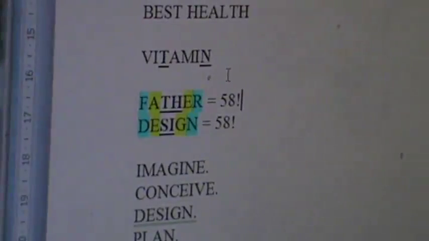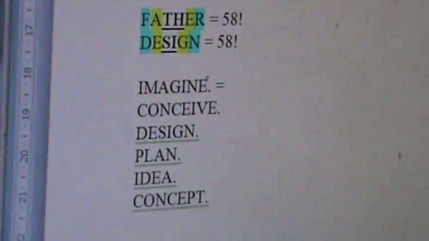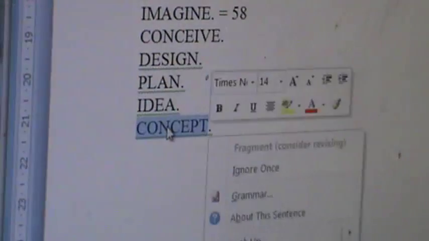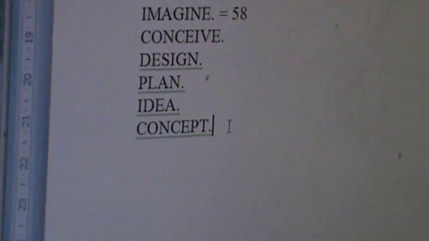And then all these other words came to me that parallel Father. Imagine. In fact, imagine equals Father. Conceive. Offset of plus 18 from Father. Design, we just did. Plan. Father. Idea. Father. Concept. Father. In fact, concept equals conceive. Father plus 18.